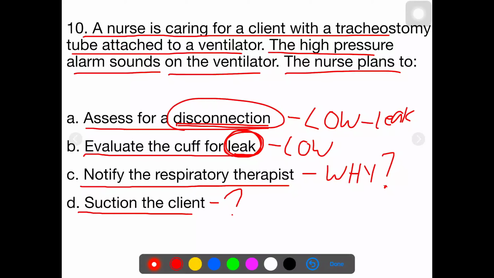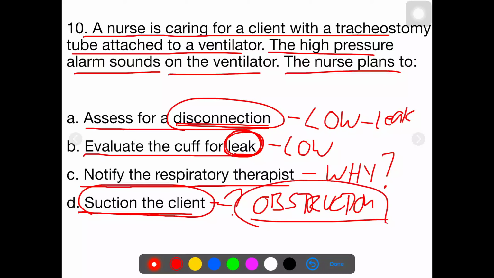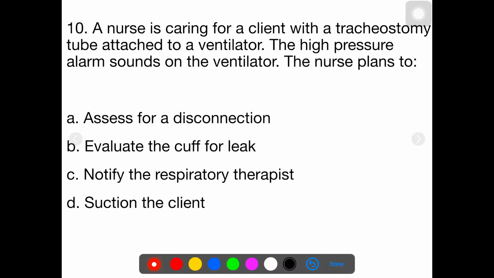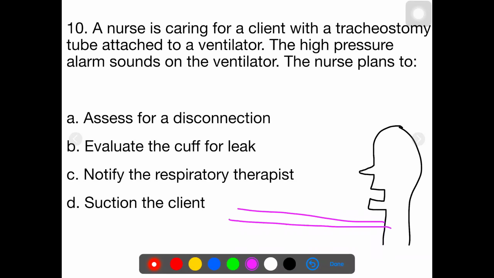Next, suction the client. Why will we suction the client? Because there's an obstruction. If there's an obstruction, there will be a high pressure alarm sound. Where is the obstruction? Here's the patient again, and here's the tracheostomy tube leading to the ventilator. There's an obstruction, let's say a mucus plug.